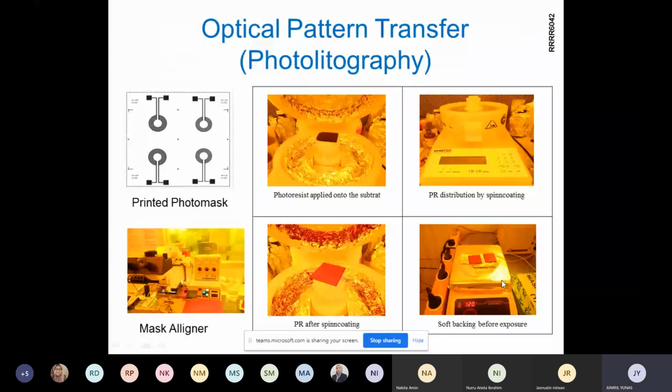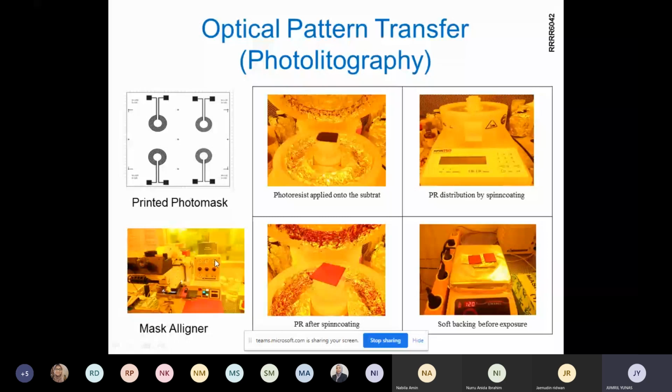The process in creating this copper structure. Here we can see we have photoresist applied. We apply photoresist here, and then we spin coat. After spin coating the photoresist, then soft baking, and then we etch.